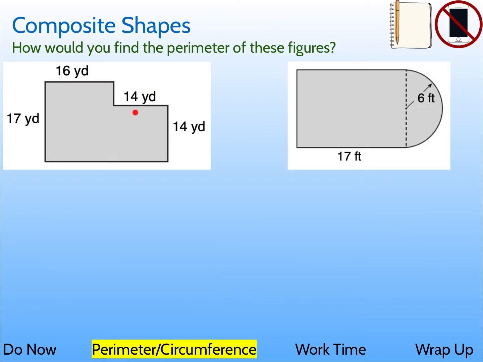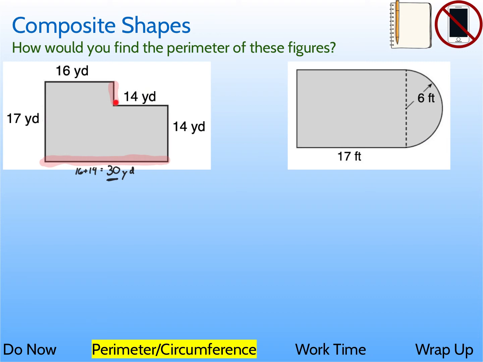So let's look at these figures here. If we look at this one over here, we have 17, 16, something, 14, 14, and something. What we need to do here is find the length of this side here and this side right here. If you look at the diagram, this one's pretty easy to find because you just trace it upwards. That's 14 across, and that's 16 across. So if you do 16 plus 14, that gives you 30 yards. So that's how long that side is, 30 yards.